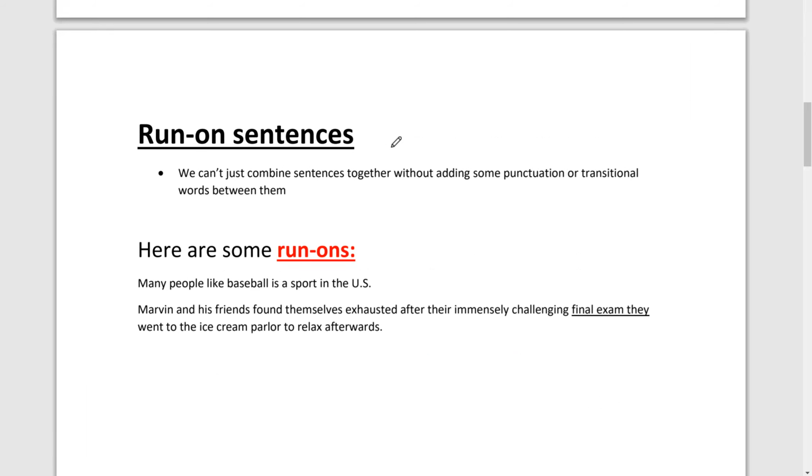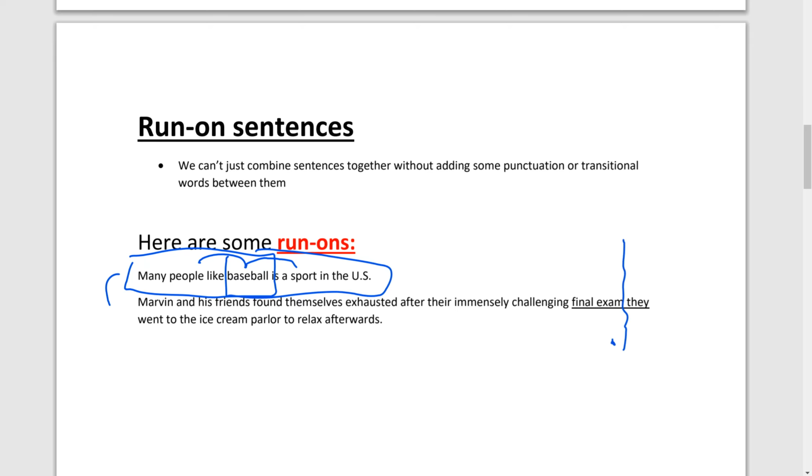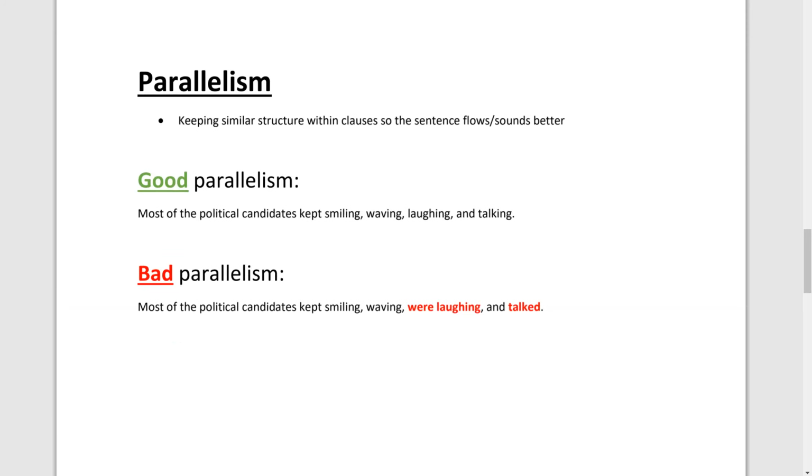Run-on sentences. This is basically when you take two sentences and try to put them together. Look through these examples, you can see what's wrong with them. Many people like baseball as a sport in the US. This is one sentence right here, and then this is another sentence right here. They're kind of borrowing the word baseball and trying to put it in two different sentences, but that doesn't really work. Same thing that's kind of happening here. There's just two sentences that are being mashed together. So you can't do that. You have to have something in between. Like you end the sentence here and you put a period, or you put an and or something like that. So that's why run-on sentences are bad.